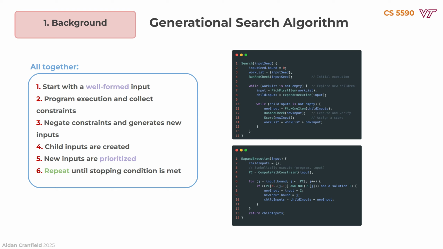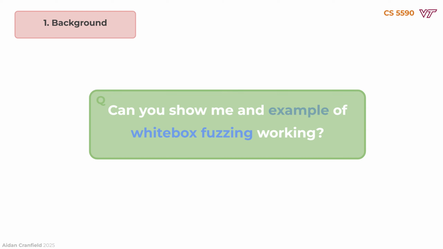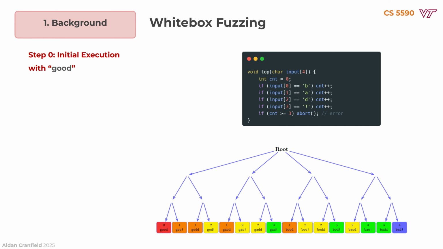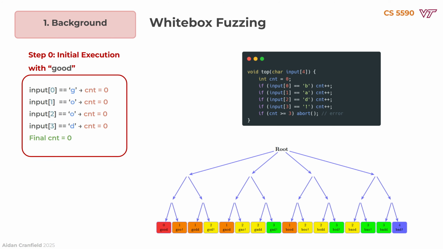And now that we know this, you may be wondering, can you show me an example of whitebox fuzzing actually working? Remember the code from before for the function top we see here? The 0th step in whitebox fuzzing is to have an initial execution with the string good. So we're going to use good as our initial execution input. And we can see the final count is 0, so we actually don't have any errors with this input. And then we can see good there on the input tree, and it's the 0th generation.